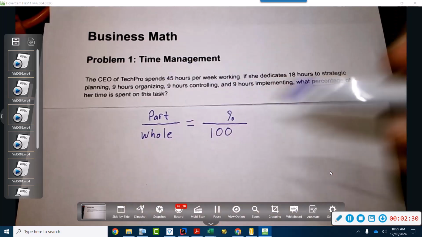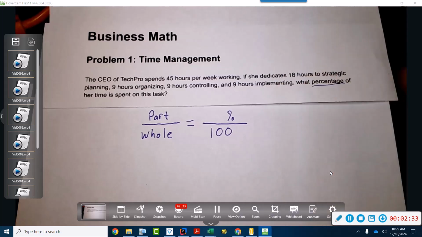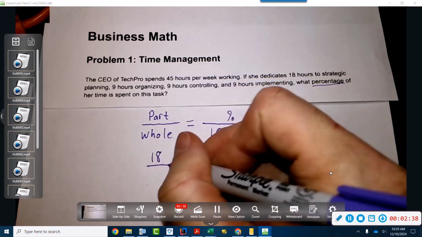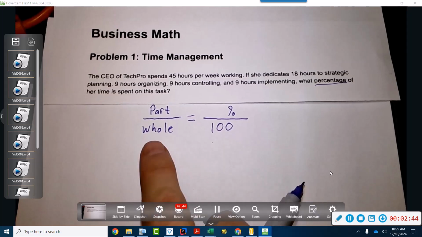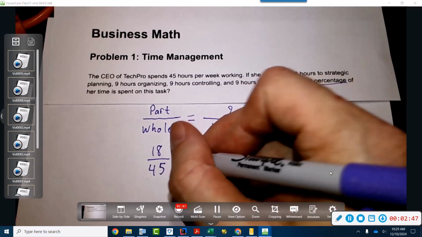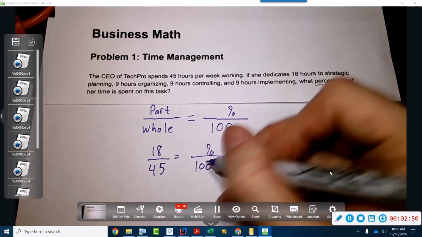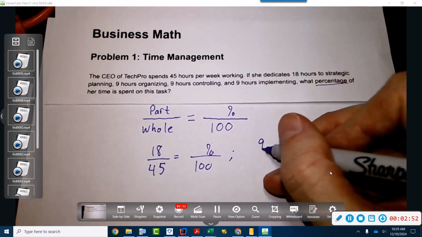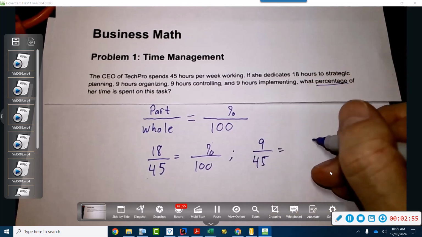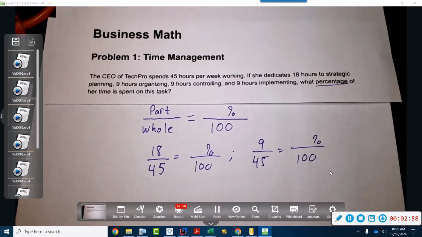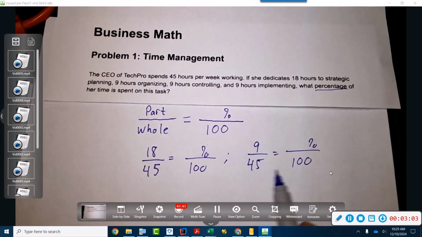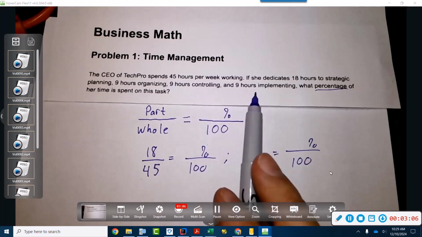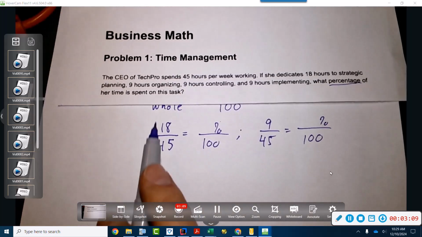If you've got 45 hours per week only and you spent 18 on strategic planning, I hope that you can see that it's 18 that is the part and it's 45 that is the whole. Okay, in fact, we're going to have 18 over 45 for one equation, and we don't know the percentage. Then we're going to have 9 over 45 equals the percentage over 100. Okay, so we're going to have 9 and it happened 3 times. So when we solve for this, we're actually answering the question 3 times.